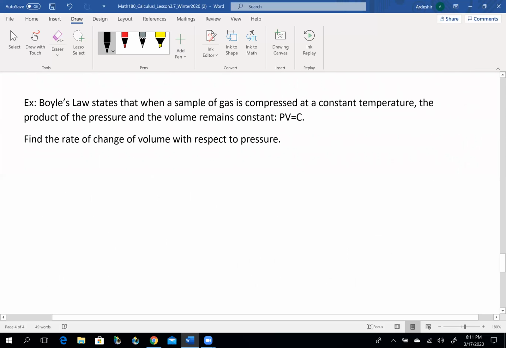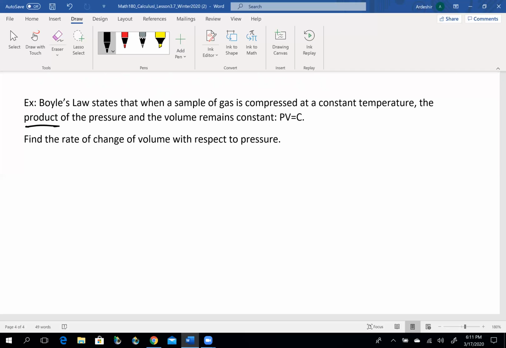Boyle's law states that when a sample of gas is compressed at a constant temperature, the product of the pressure and the volume remains constant. And again, guys, when I say product, it means multiplication. So pressure times volume remains, meaning equal, constant, okay?